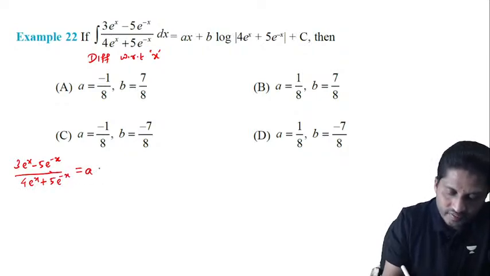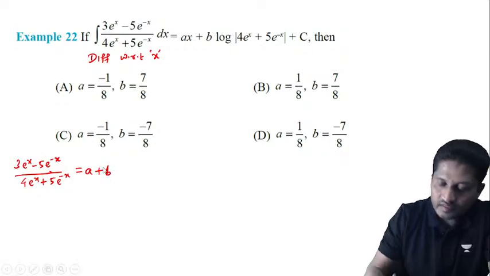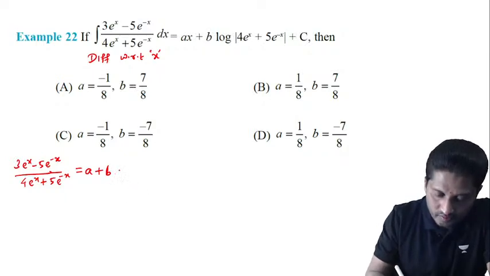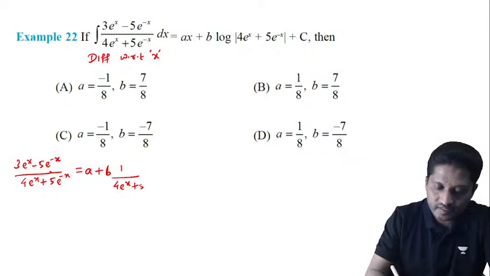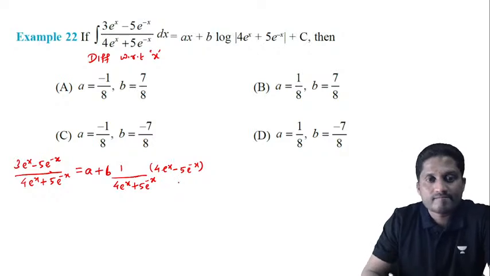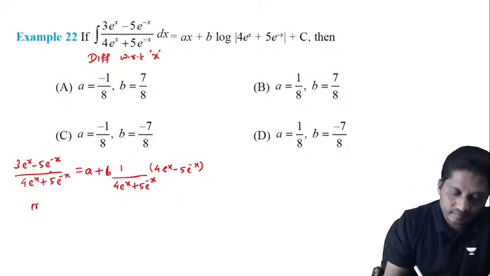Differentiation of ax is a, this b is a constant. Differentiation of log x is 1 by x. So this is 1 upon 4 e power x plus 5 e power minus x. Differentiation of 4 e power x is 4 e power x, and of 5 e power minus x is minus 5 e power minus x. Now I'm going to multiply by 4 e power x plus 5 e power minus x.